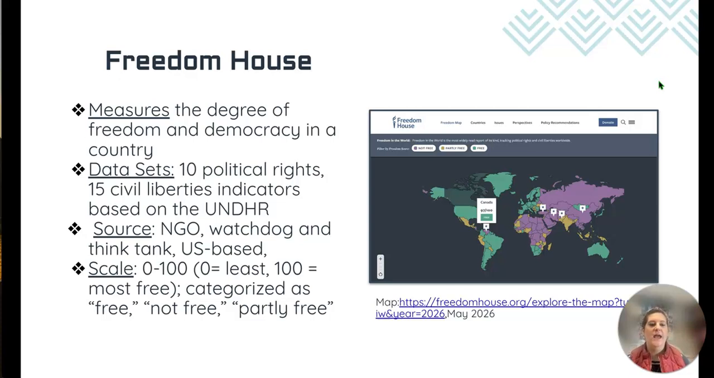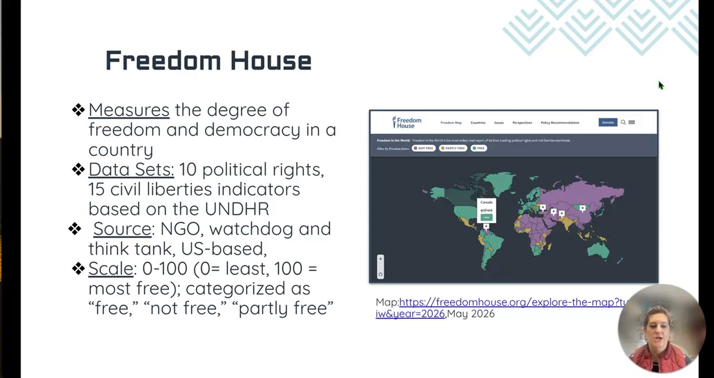The final 3 metrics are created by NGOs, or non-governmental organizations. They are separate entities that are formed for a particular purpose. And the first one is Freedom House. Freedom House measures the degree of freedom and democracy in a country.